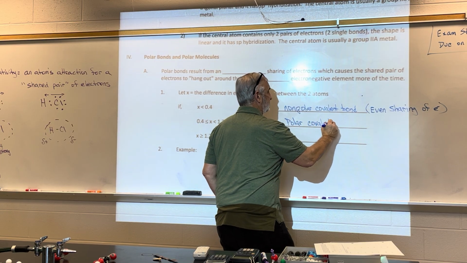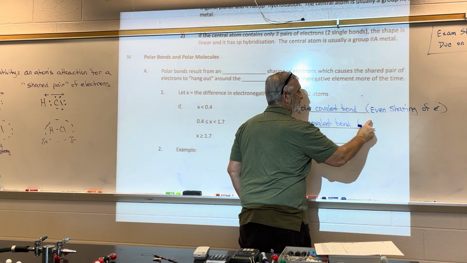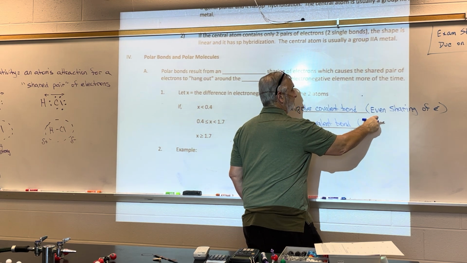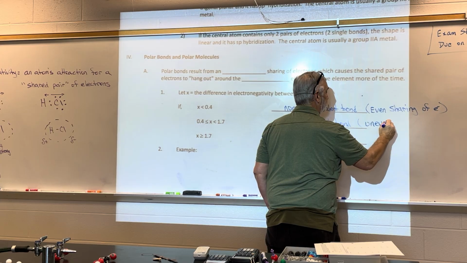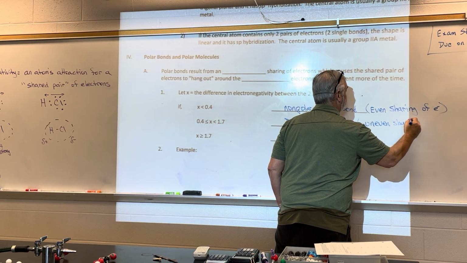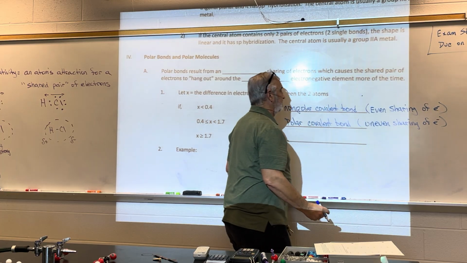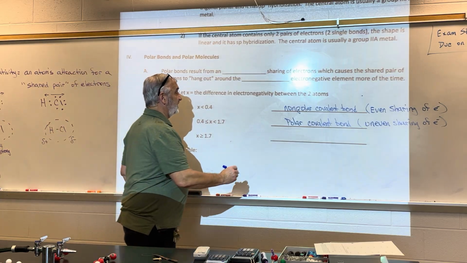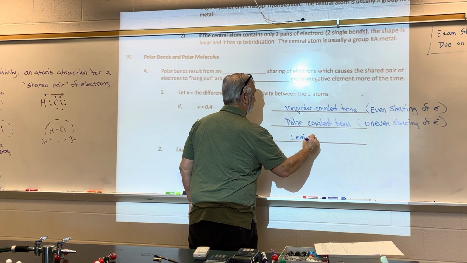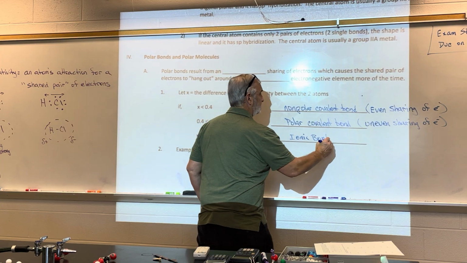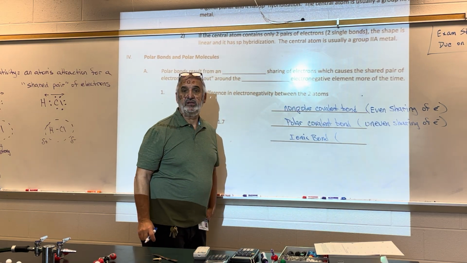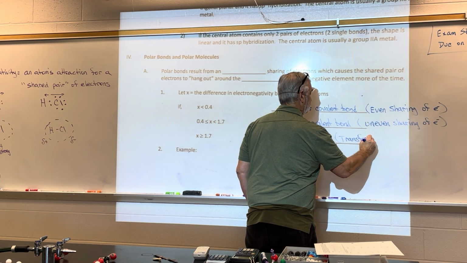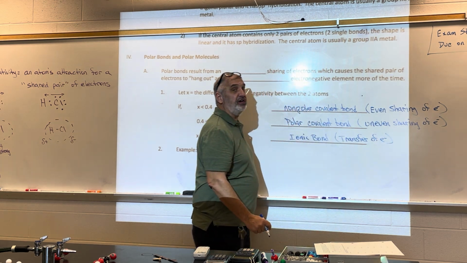Meaning what in terms of electrons? What do we say a polar bond is? Even sharing. An uneven sharing. But if the difference in electronegativity is greater than 1.7, we're going to call this an ionic bond. And what's the word for ionic with electrons? Transfer. So rather than sharing, it is transferred.